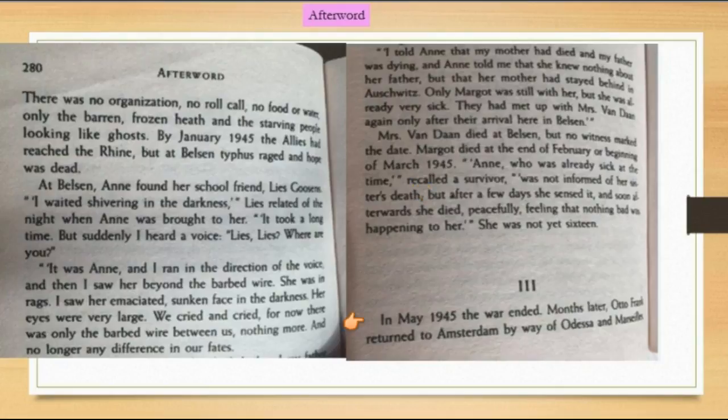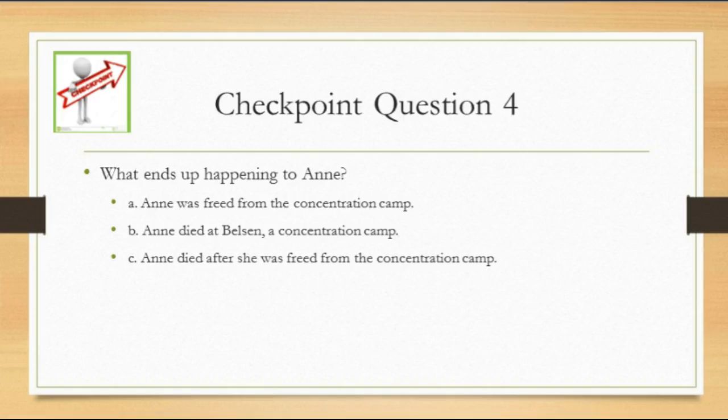In May 1945, the war ended. Months later, Otto Frank returned to Amsterdam by way of Odessa and Marseille. So Otto Frank does survive.